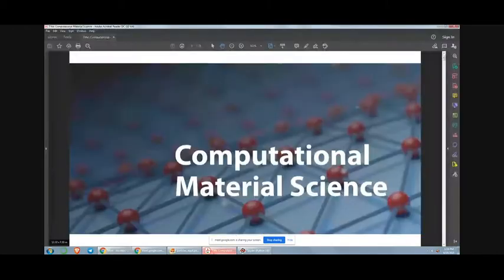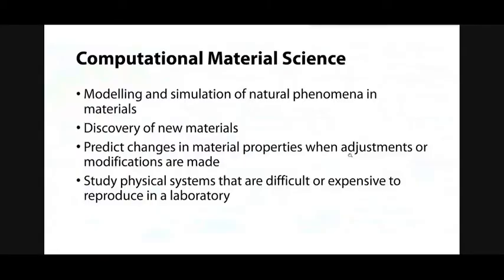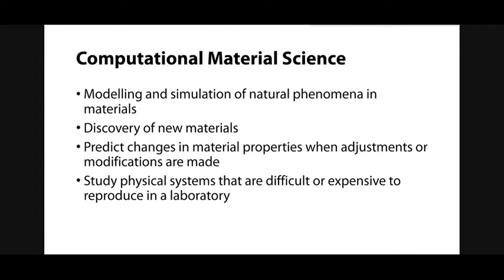Okay. So I'll start here with my presentation. This is all done by virtue of computational material science. So what is computational material science? It's the modeling and simulation of whatever phenomena, physical or chemical or mechanical or otherwise, that are happening in materials. And through computational material science, we are able to discover new materials. We are able to discover or predict changes in materials when adjustments or modifications are made.